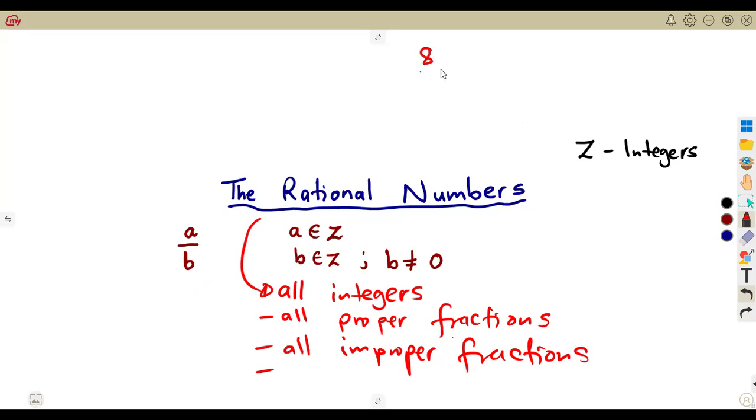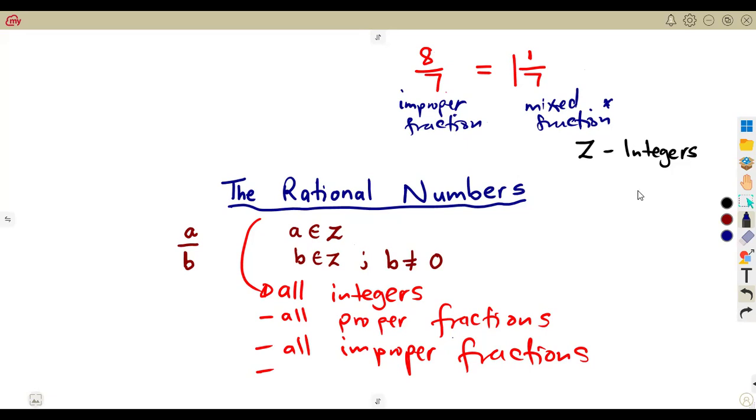An improper fraction such as 8 over 7 is also taken from a mixed fraction. 7 into 8 is 1, with a remainder of 1 over 7. The improper fraction has the bigger number in the numerator. The mixed fraction has a whole number and a fraction. So if an improper fraction is a rational number, it also means a mixed fraction is also a rational number.